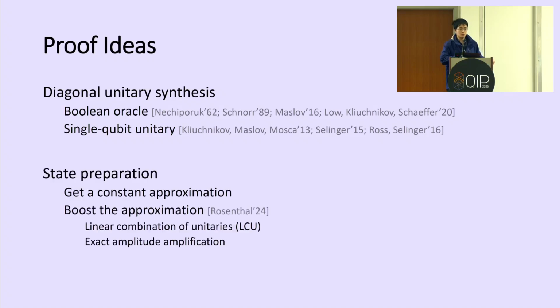And for state preparation, we actually have a very different algorithm. We start with a constant approximation of the state, and then try to boost this constant approximation to an epsilon approximation. To do this boosting, we use the linear combination of unitaries technique, and we also need amplitude amplification. This algorithm is fairly similar to what Greg Bosenso proposed in his unitary synthesis and state synthesis paper. Yes, this is all my talk, and thanks.